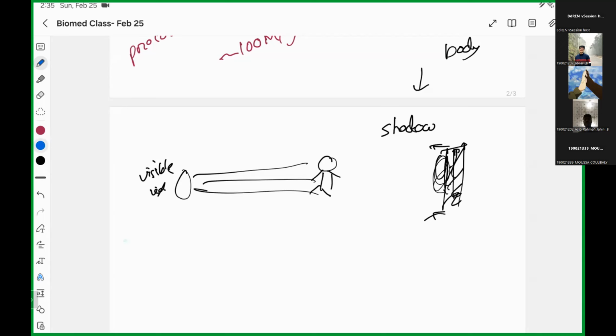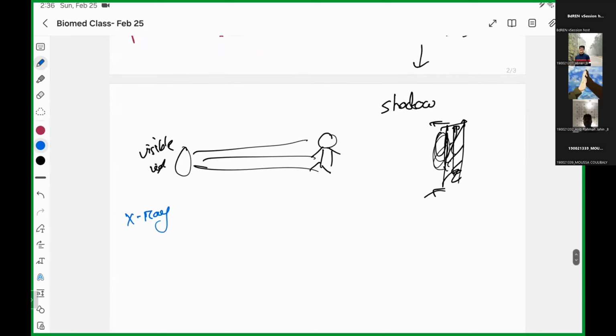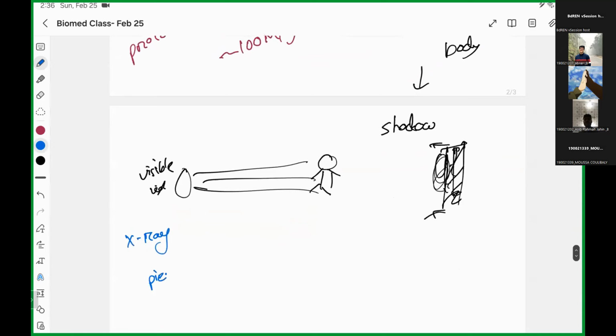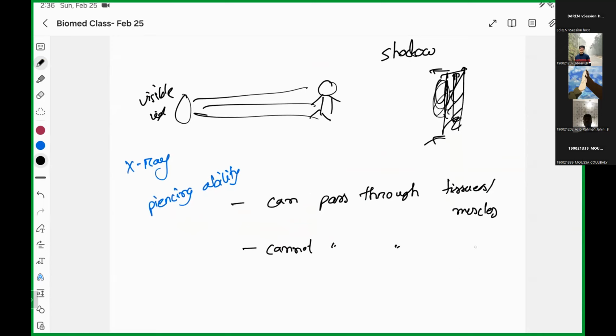But when you use an X-ray, what happens is that X-ray can pass through some materials and cannot pass through others. So the piercing ability is different for different materials. It can pass through things like our tissues or muscles, and this X-ray cannot pass through bones. So what is the difference between bone and tissue? Can you tell me what the difference is?